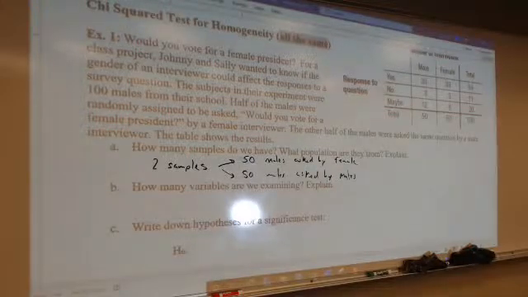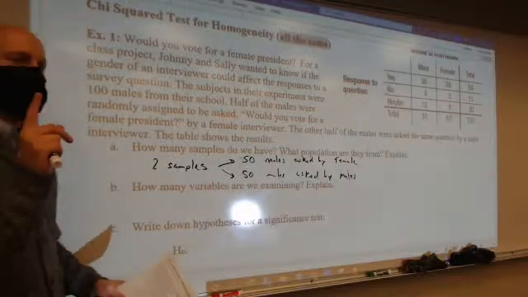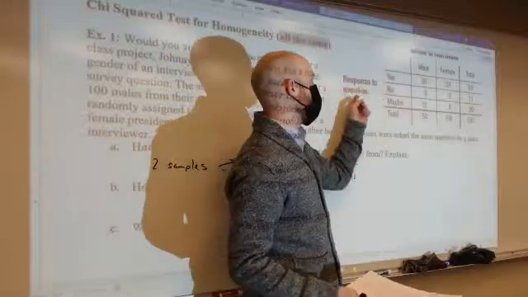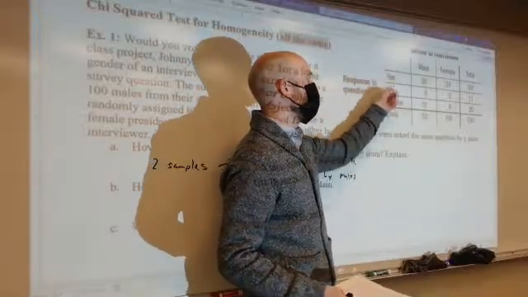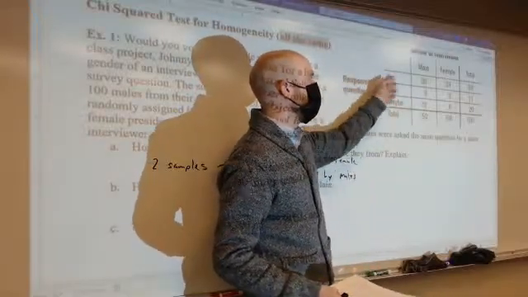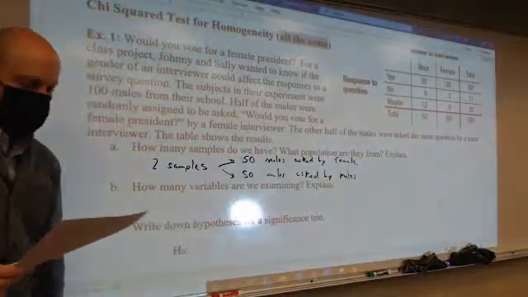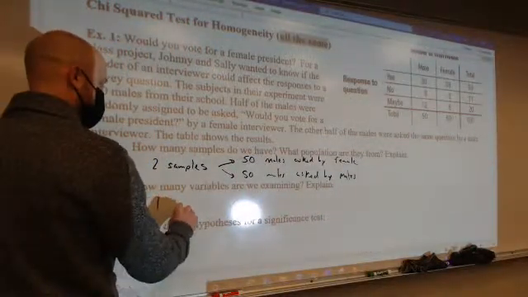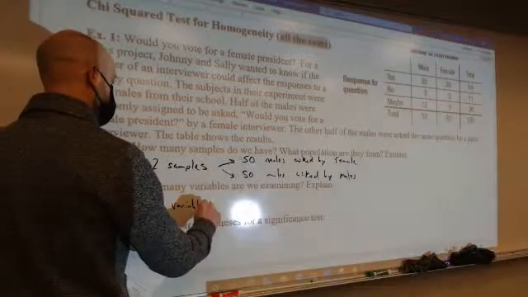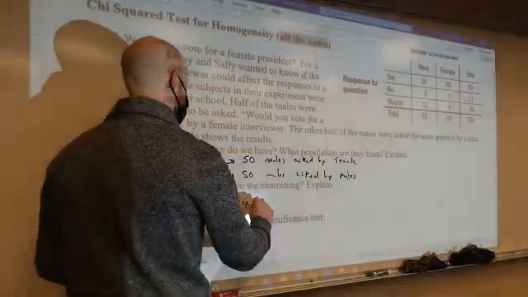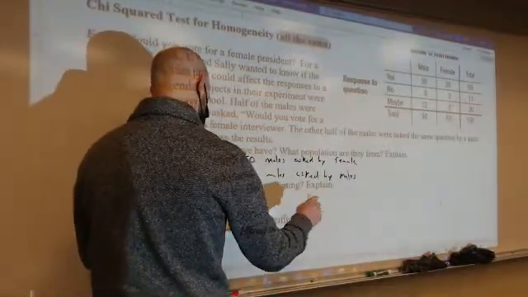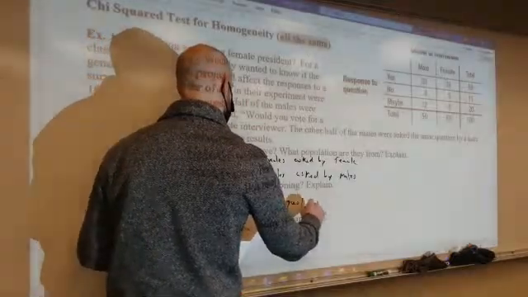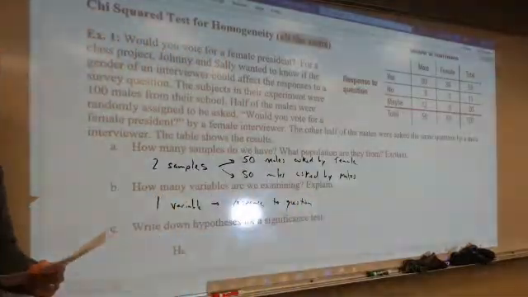So how many variables are we examining? We are examining one variable. It's the response to this question: yes, no, maybe. This is the one that's varying between the two samples, but within both samples there's one variable, the response to the question.